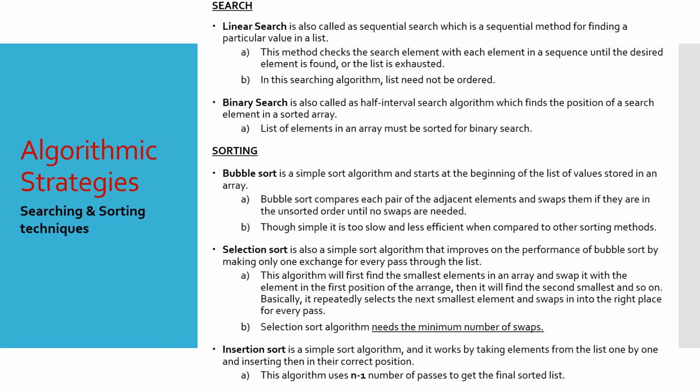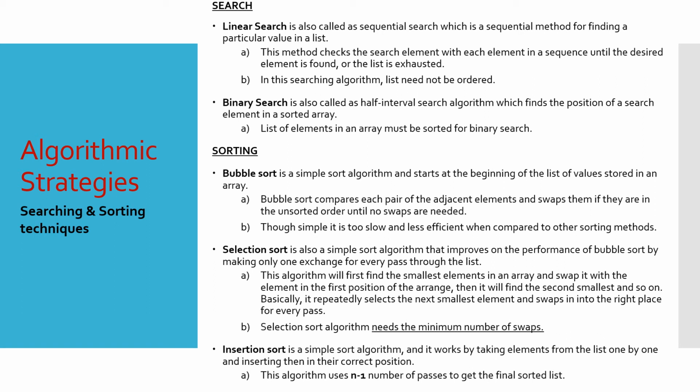Okay, so let's move on to the searching and sorting techniques. This is important, and I think this is where it's better to spend more time. There are two types of search which have been exposed to you in the books: a linear search and a binary search. Linear search is a sequential search. Sequential means it goes in 1, 2, 3 in that order. It is a sequential method for finding a particular value in the list.